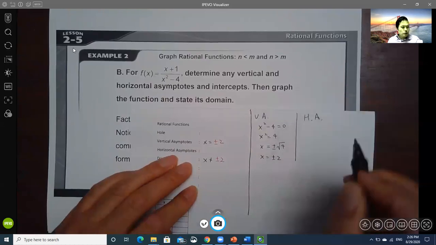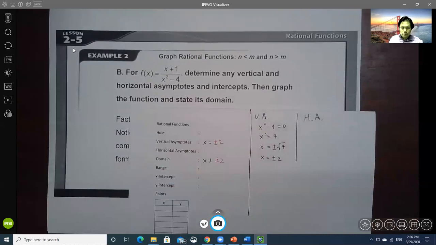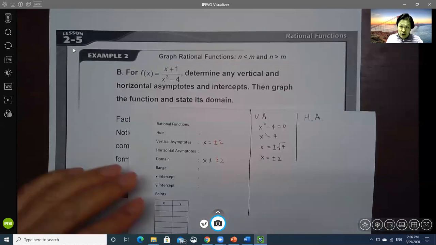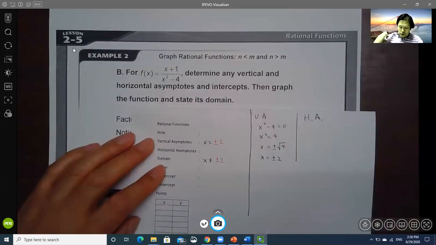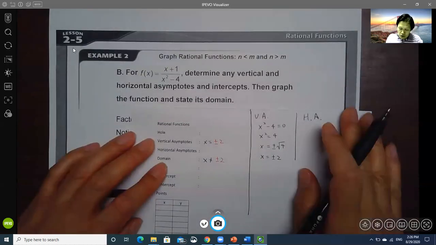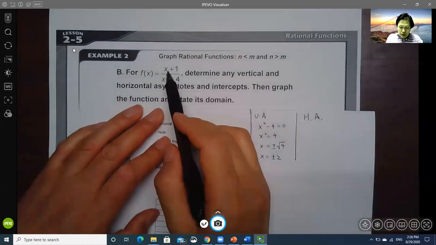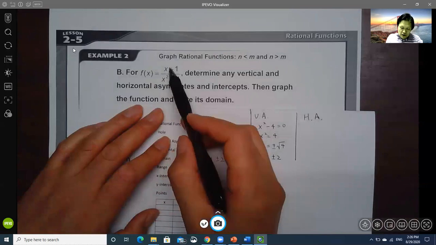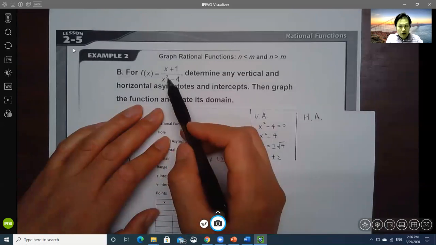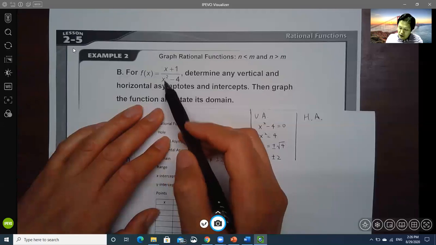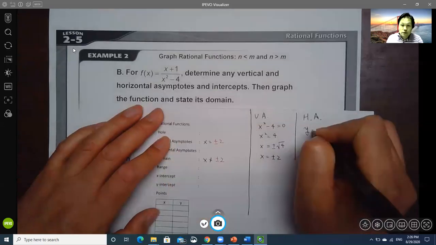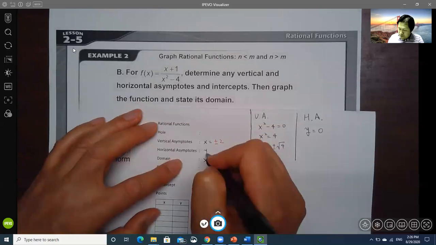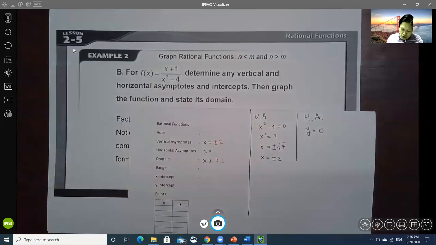Horizontal asymptote, hopefully you still remember these categories. Please watch my first video, part 1, if you did not watch that. Horizontal asymptote, look at the highest power of x on numerator and denominator. This is the first power, this is second power. We have a higher power on denominator. Then what did I say? Y equal to 0 is a horizontal asymptote. So y equal to 0 is your horizontal asymptote.